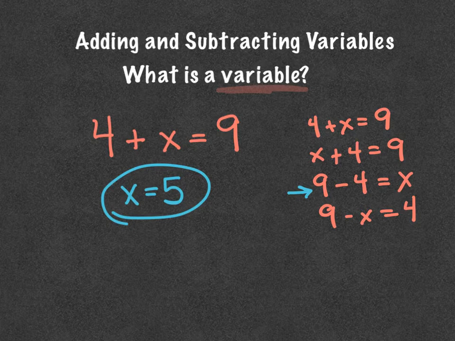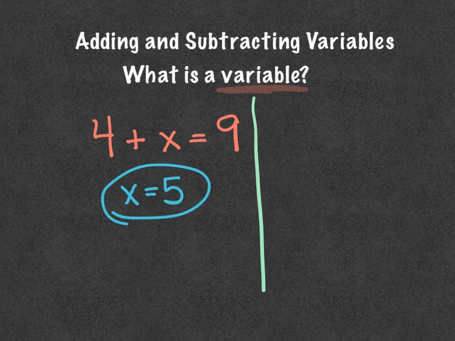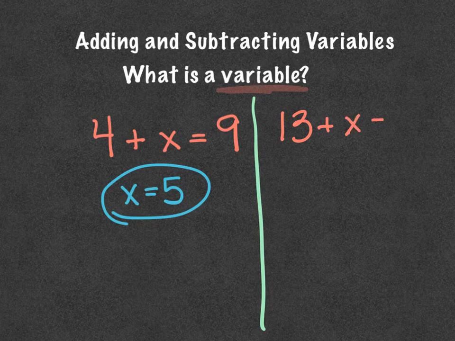Okay, so when you're looking at this in terms of definitions, the word variable means that it can change. So if I had another problem, let me erase what I have here. If I have another problem with x in it, x could equal something totally different. So I'm going to draw a line here so that we can show that there's two different problems. Let's say that I had 13 plus x equals 14. Okay, now over here on this side, the x equaled 5.